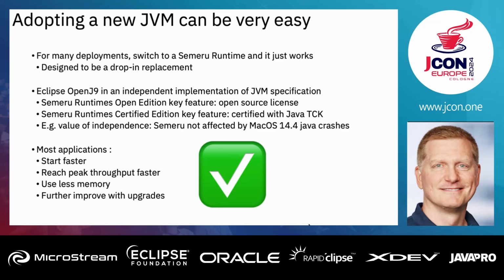So mostly when people are adopting OpenJ9, they see it starts faster, it reaches peak throughput faster, it uses less memory, and you can get further improvement with upgrades because we're continually updating Semeru Runtimes, and that's continually feeding into all of the Java releases that people use.